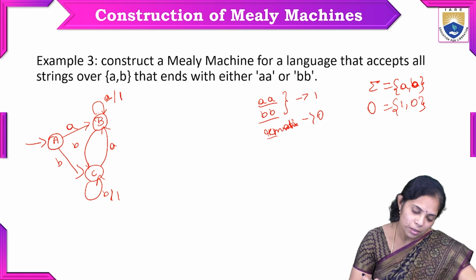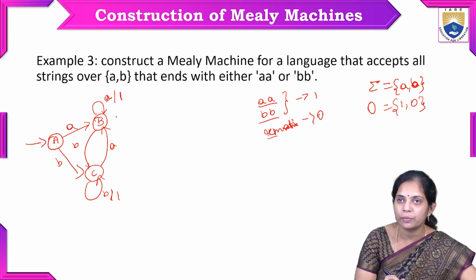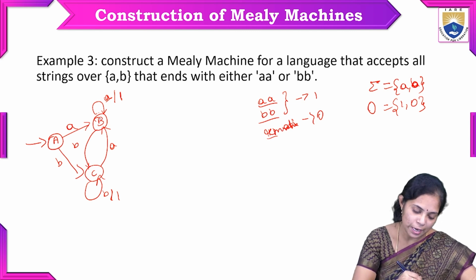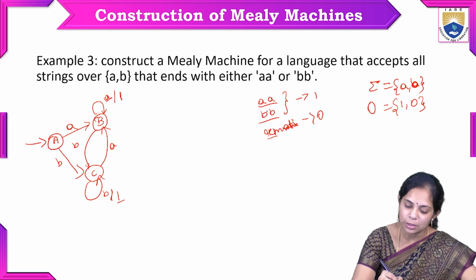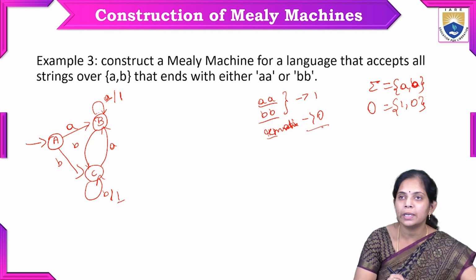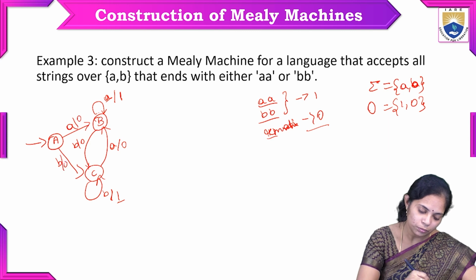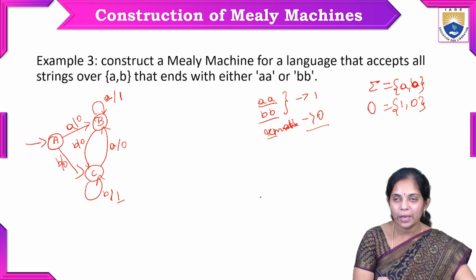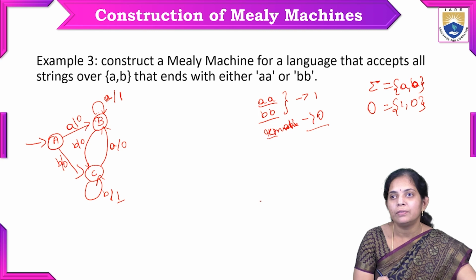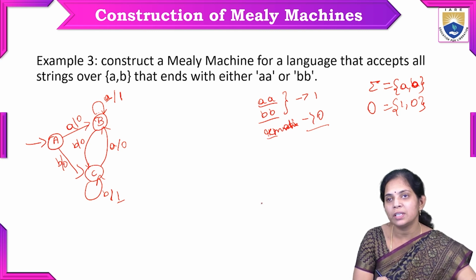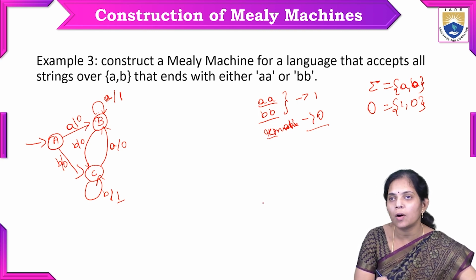So let's analyze these outputs for the sequences AA and BB. It's already done: 1 1. So except these two sequences, the remaining all get 0. So that should be written like this: the output of all the remaining input symbols is 0. So this is how we have constructed a Mealy machine for the strings ending with either AA or BB.